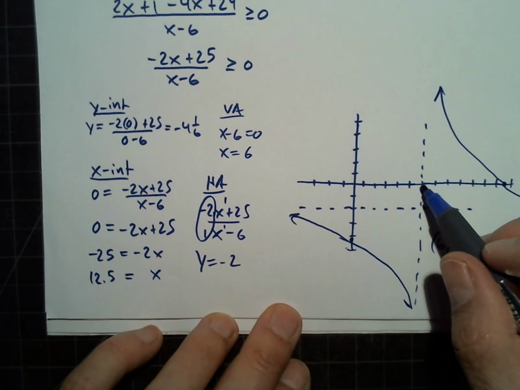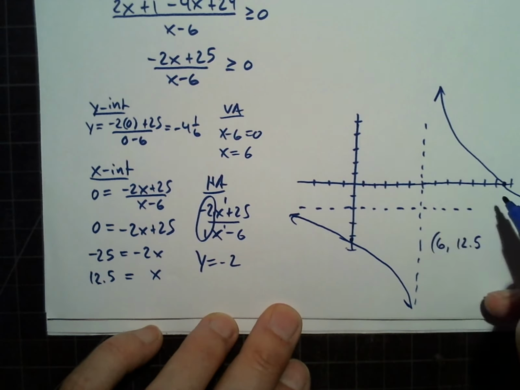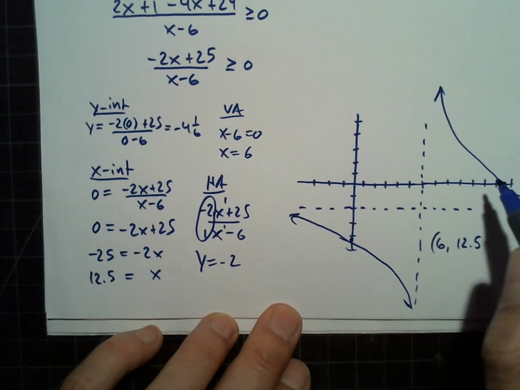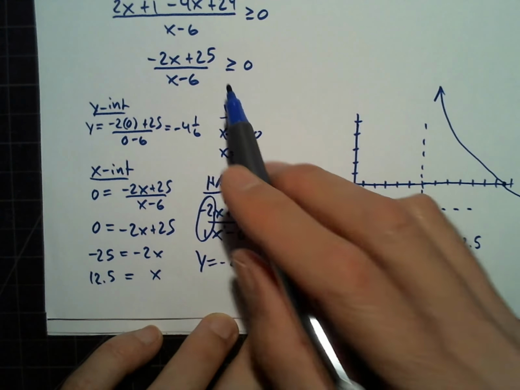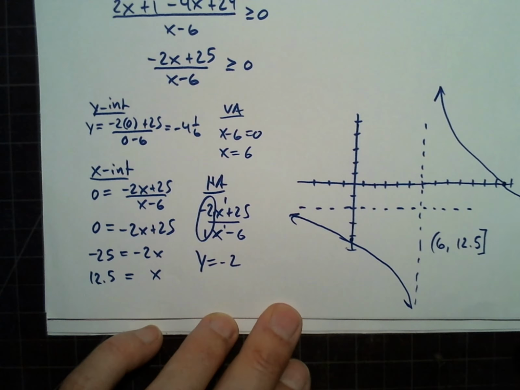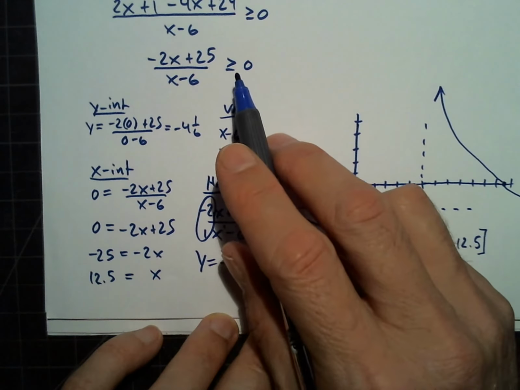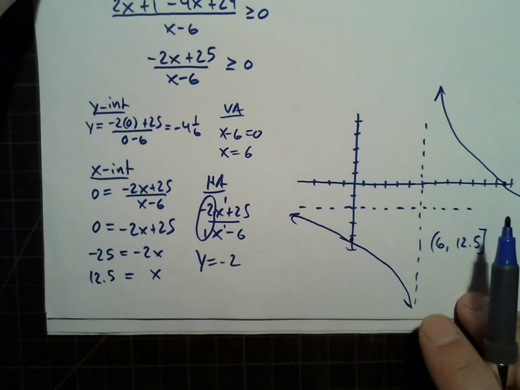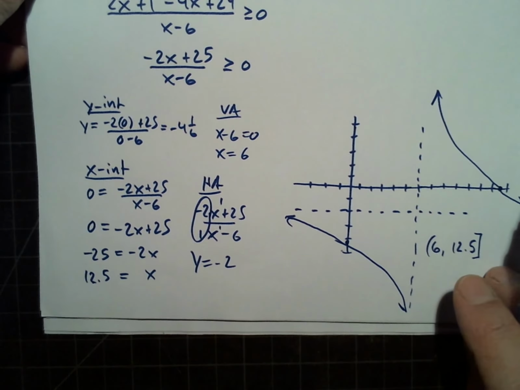There's no y value here, but there is a y value there because it's equal to 0. At 12.5, y equals 0, and that's what we want to happen there. Alright, that's how we do it graphically.